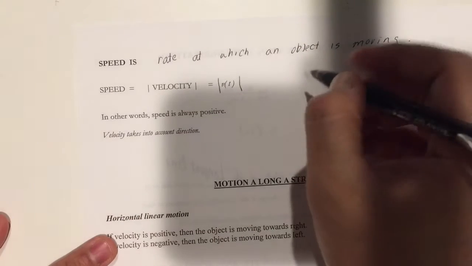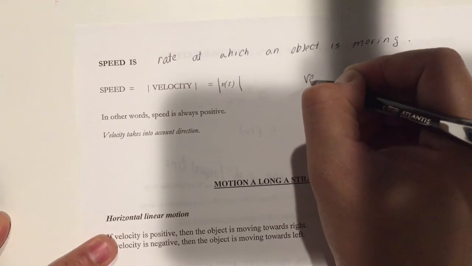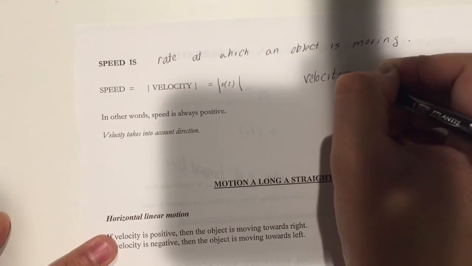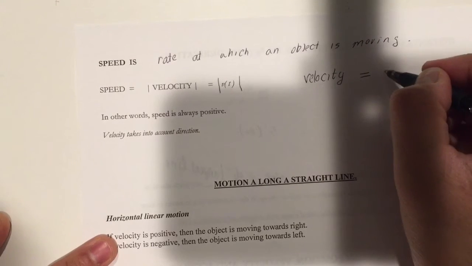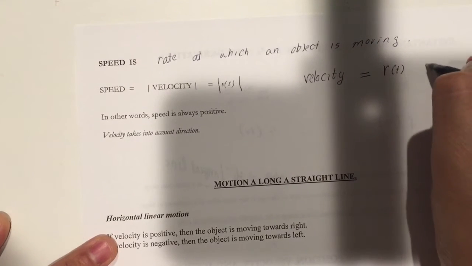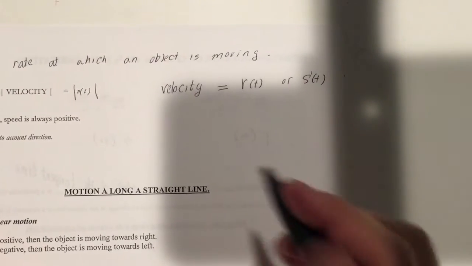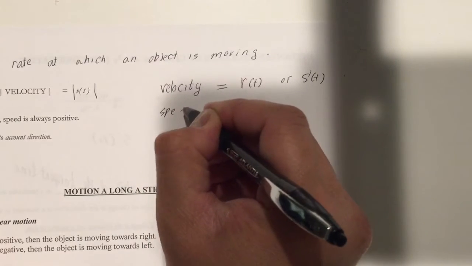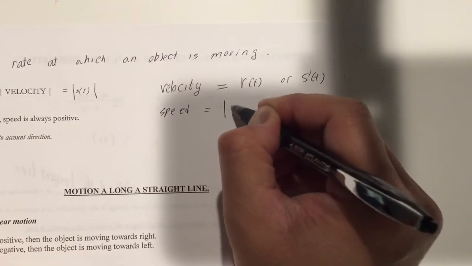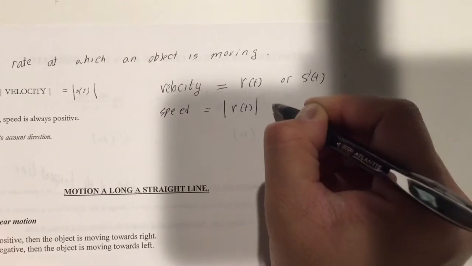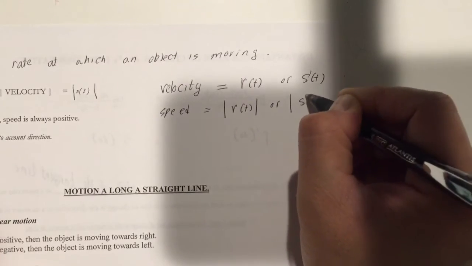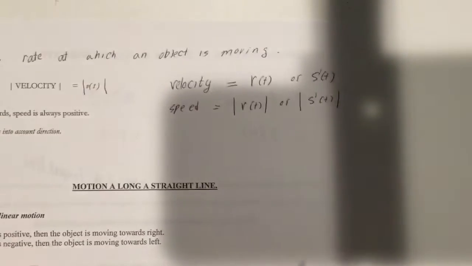Okay, so keep in mind that velocity is represented by v of t or s prime of t. That is velocity. Speed is the absolute value of either one of those, and that is speed. Okay?